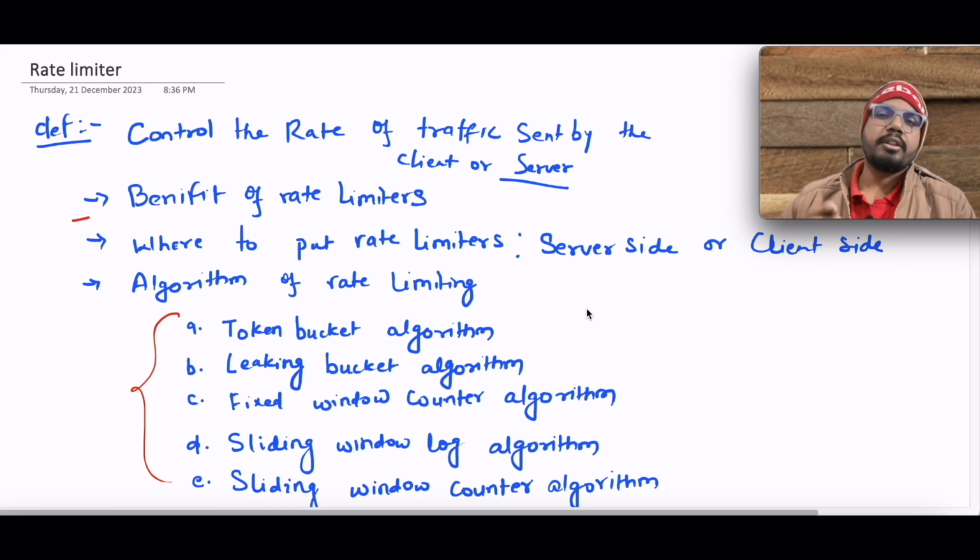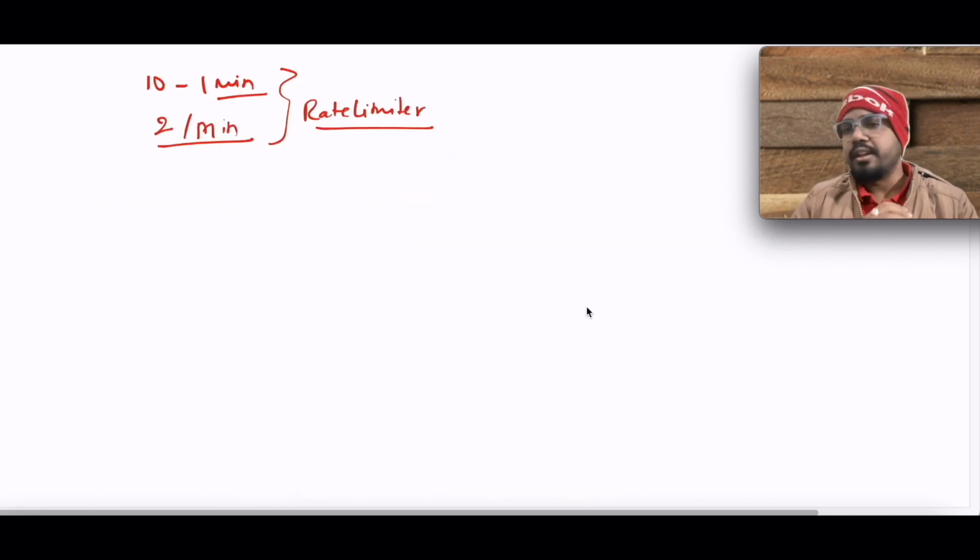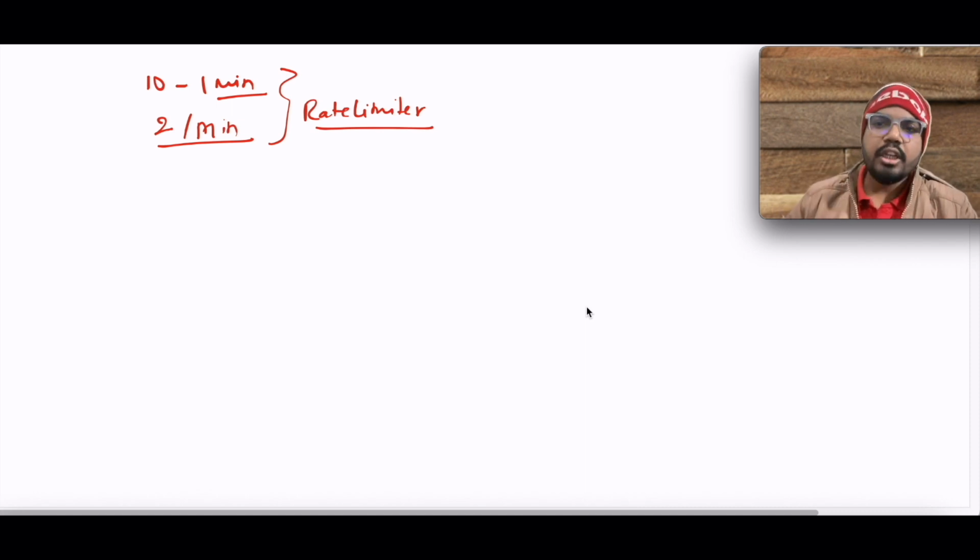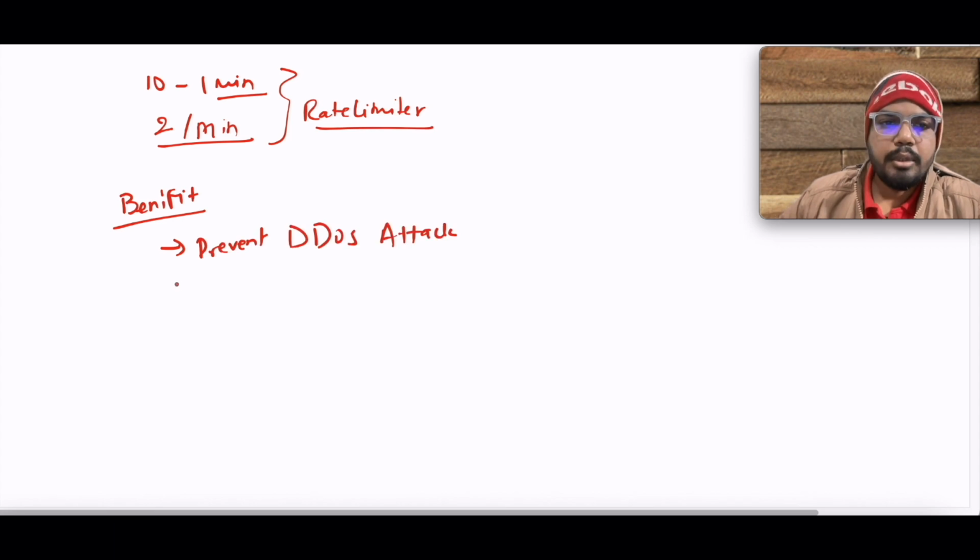Now the next point is the benefits. What are the benefits of rate limiters? One of the biggest benefits of the rate limiter is that it prevents DDoS attacks. Twitter limits 300 tweets per 3 hours, and the Google Docs API limits up to 300 read requests per user per minute. So if requests exceed the limit, the rate limiter will block all the requests which exceed it. That's why it prevents DDoS attacks. So the first benefit is preventing DDoS attacks.